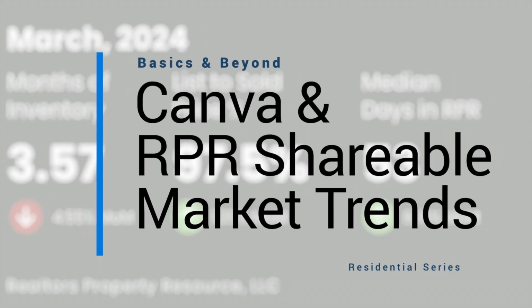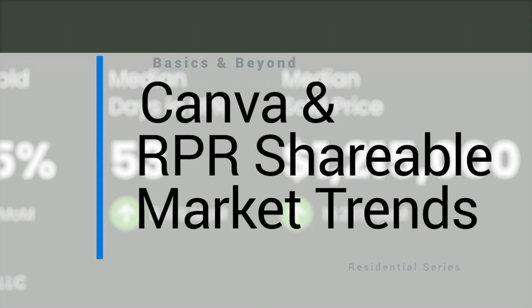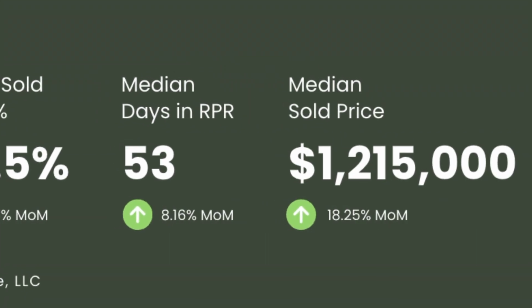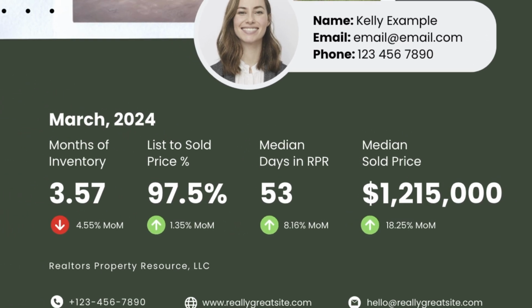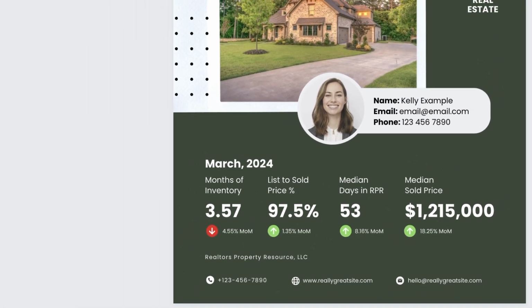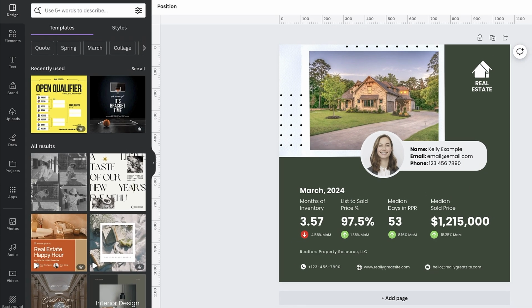Real estate is local, and it always has been. This is why, as a real estate pro, you should use your social platforms to cut through the confusion and deliver expert local advice. One way RPR can help enhance your real estate marketing strategies is by combining RPR's shareable market data with free Canva templates. Let's walk you step by step on how to utilize RPR's Canva templates with the shareable market trends.